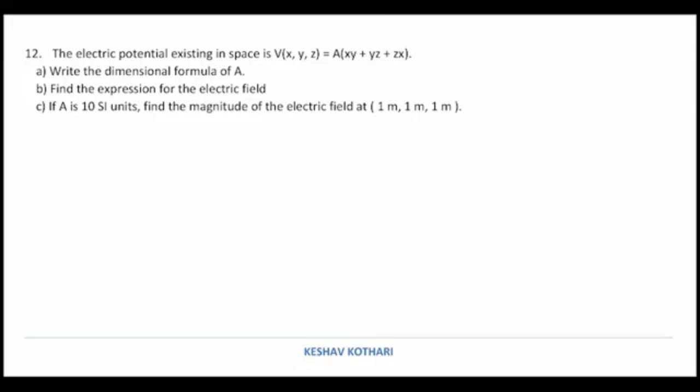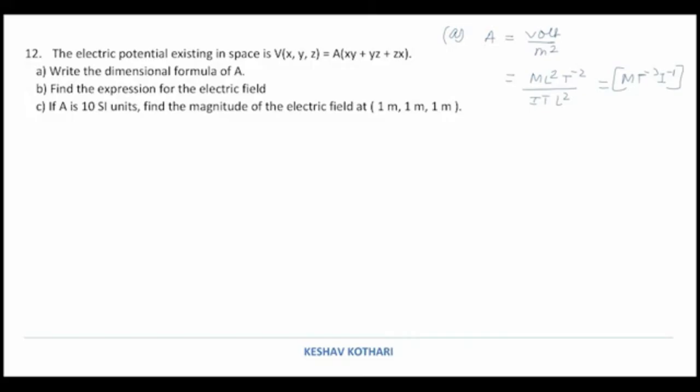For this particular question, we say that V is measured in volt. So we can say that the unit for A will become volt per meter square. So I can express the dimension in terms of work done per unit charge. That is ML²T⁻² upon IT into L². So we get the dimensional formula for A as MT⁻³I⁻¹. So this is the dimensional formula for A.